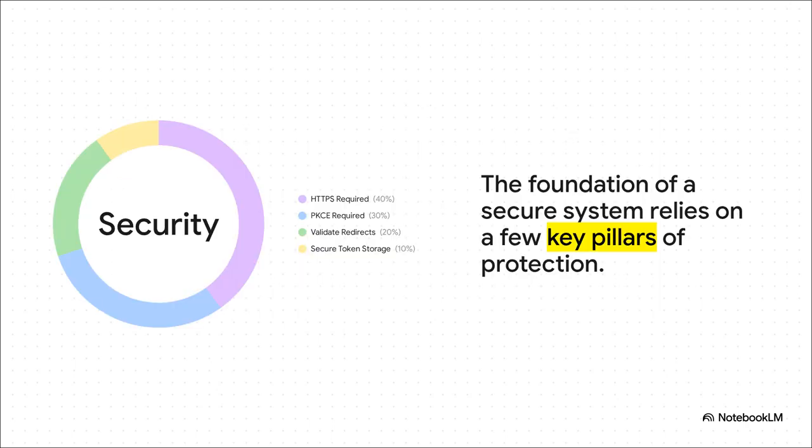And when you really look at the core security pillars of this entire process, you can see how much it relies on just a few key ideas. Securing the transport with HTTPS, that's the biggest piece of the puzzle. But right behind it is protecting the actual authorization flow with PKCE. Those two things together really form the foundation of a truly secure system.